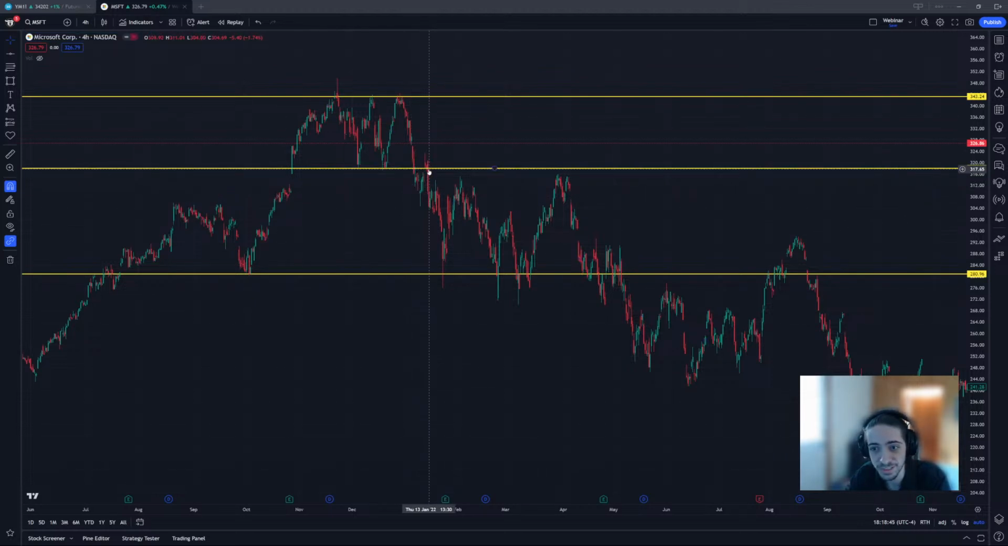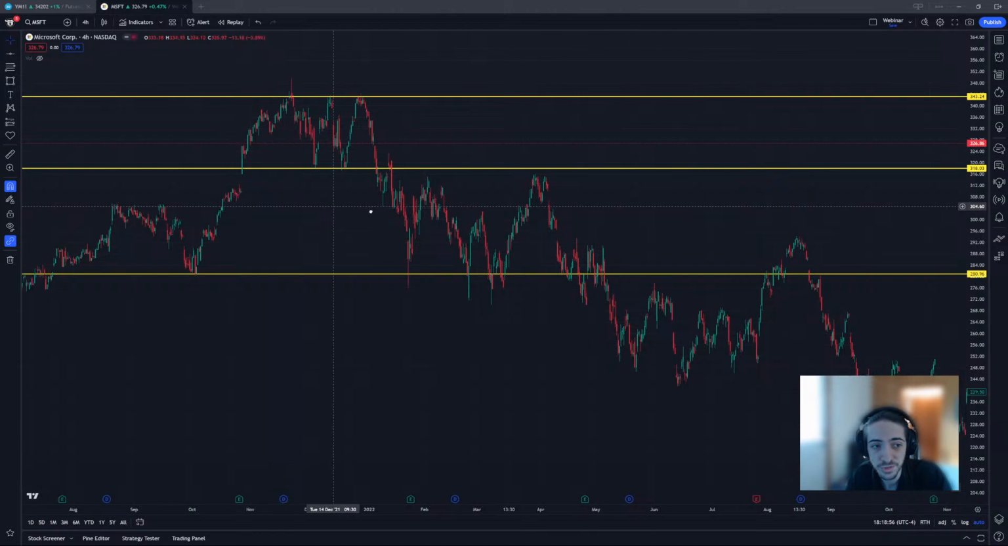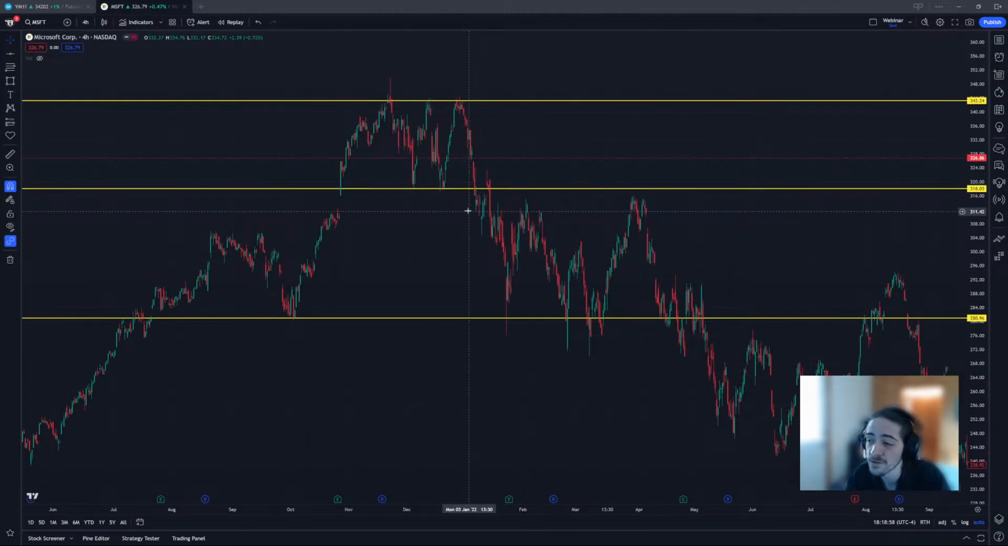But the people who got short here and shorted to 280 and got about $30, $40, that's a good one. How to avoid falling into these traps? That's a great question, and I'm glad you asked. A great way to not fall for these traps is to wait for the retest. Always wait for a retest.